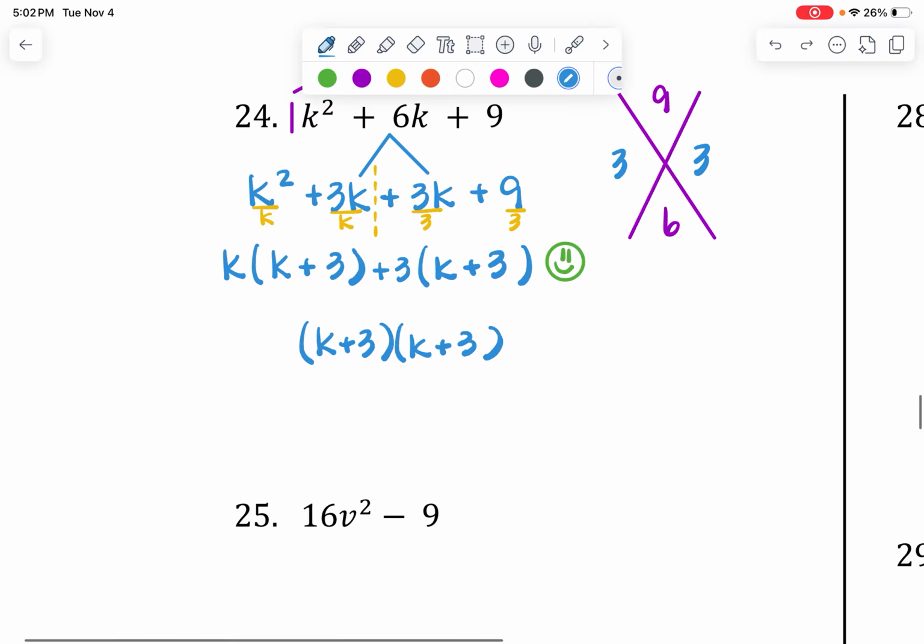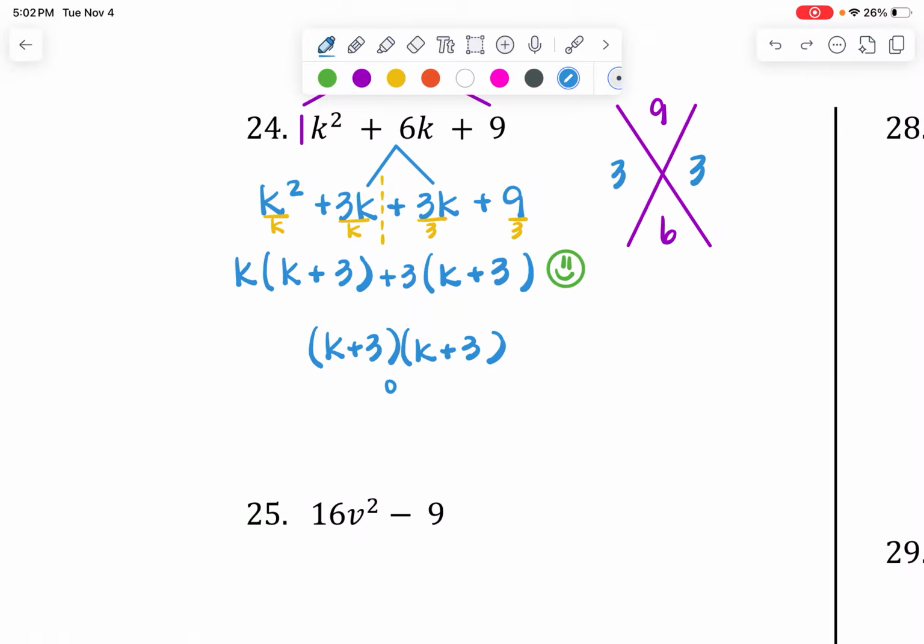Now I do happen to notice that my parentheses are identical in my answer. So if I want to, I could write this as k plus 3 squared. You don't have to though, but I'm just pointing that out if you wanted to.